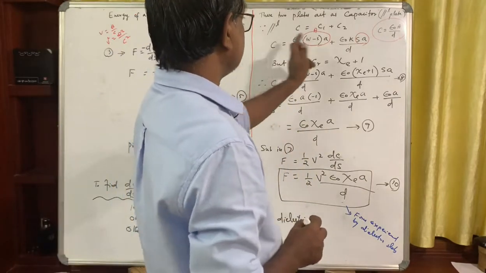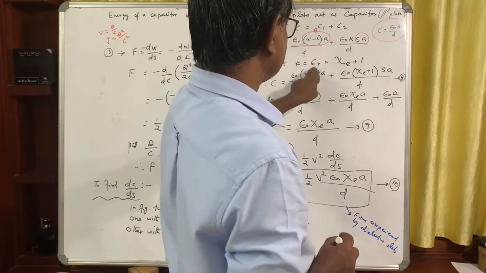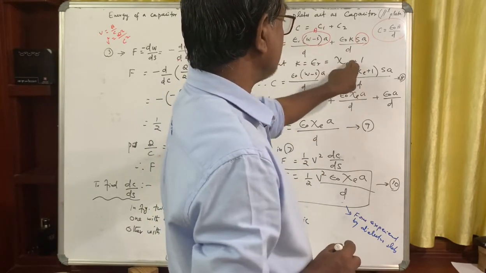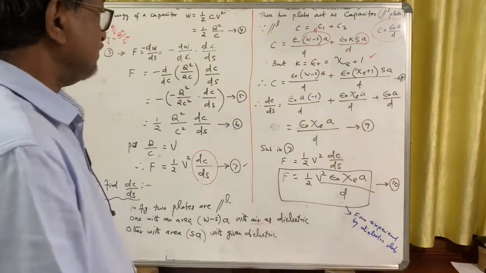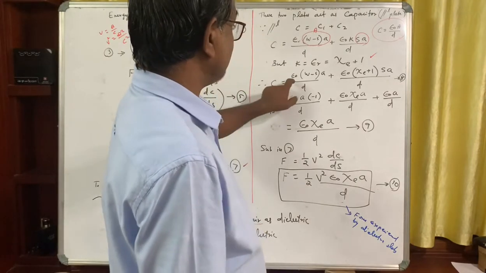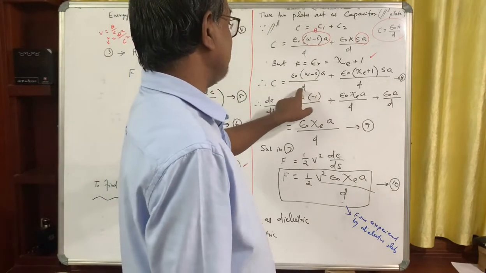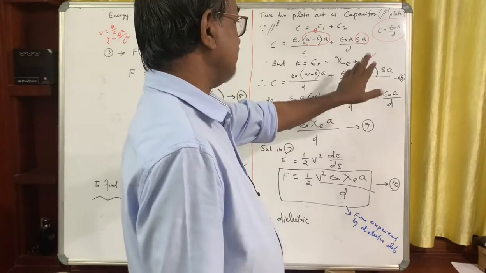And so this is the total effect. But instead of K, we can write epsilon R equal to chi E plus 1, susceptibility plus 1. We have already studied this. So substituting this, the equation above becomes C is equal to epsilon 0 (W minus S) into A by D plus epsilon 0 (chi E plus 1) by D S A.